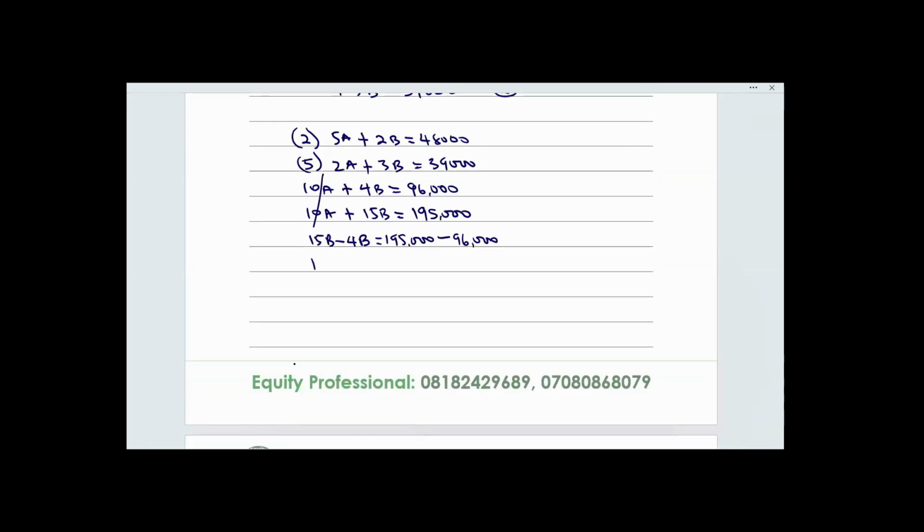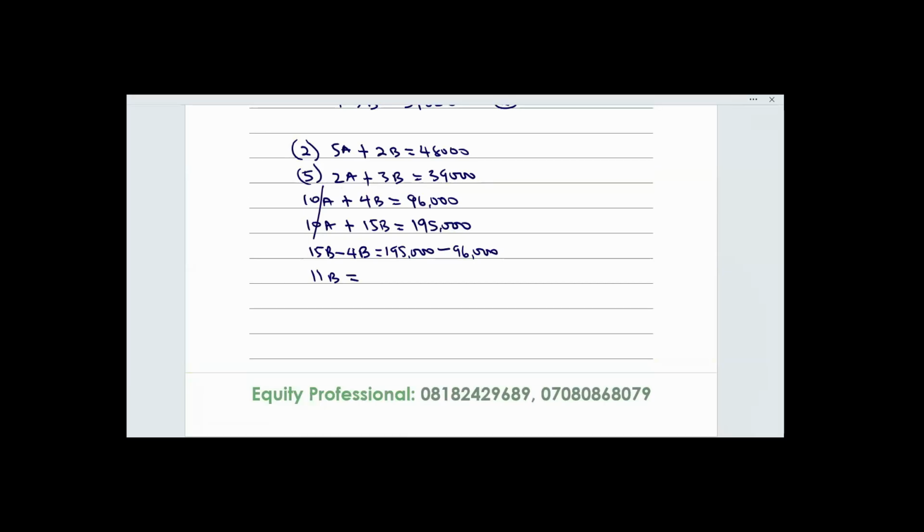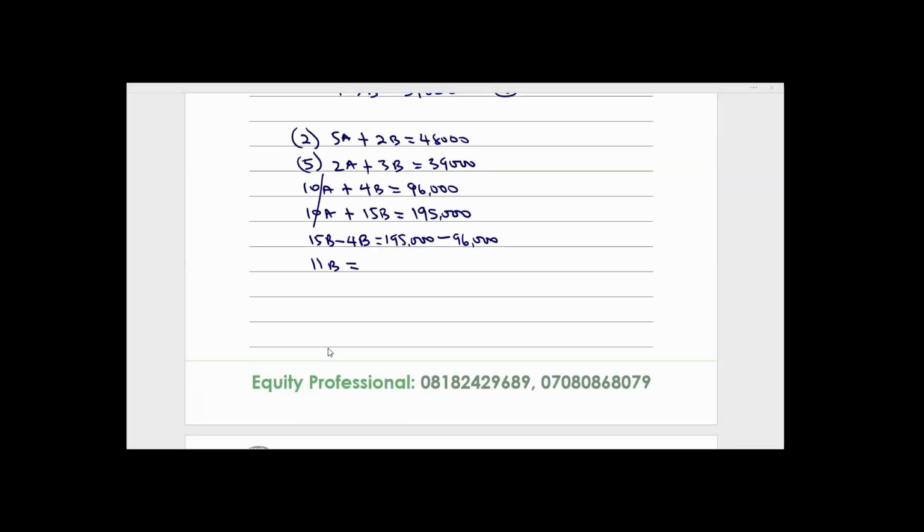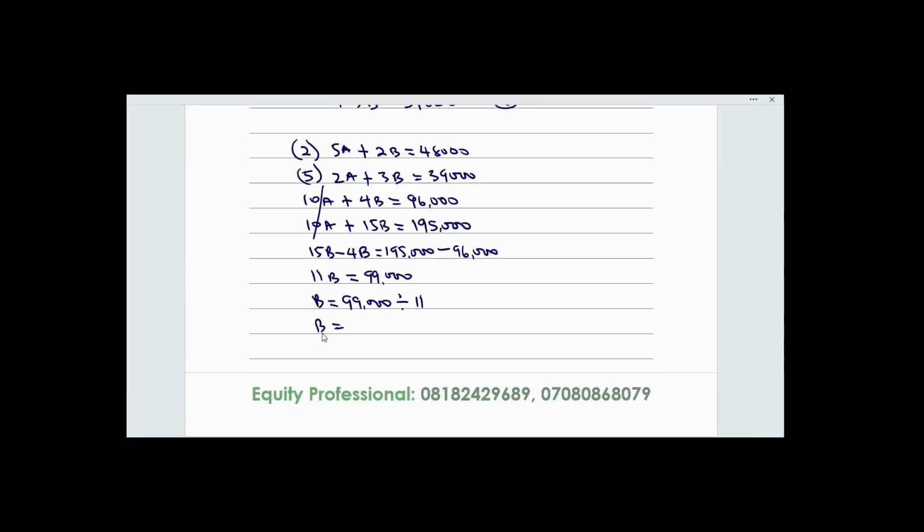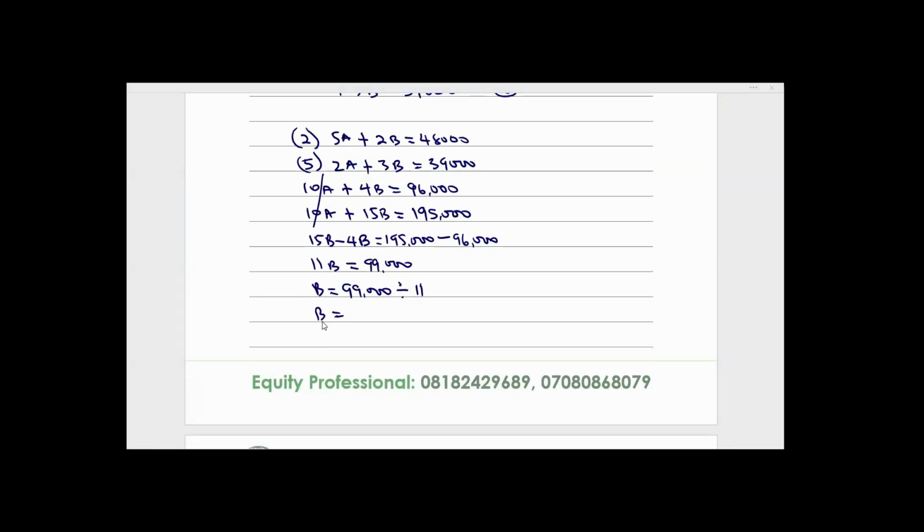Therefore, 11B equal to 195 minus 96,000. That's 99,000. Therefore, B equal to 99,000 divided by 11. So 99,000 divided by 11, that's 9,000. B equal to 9,000.